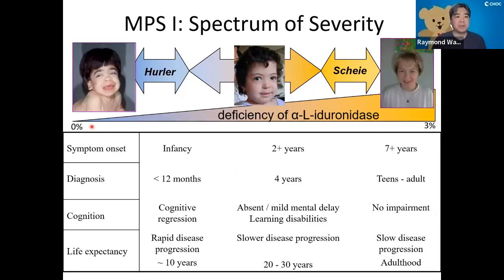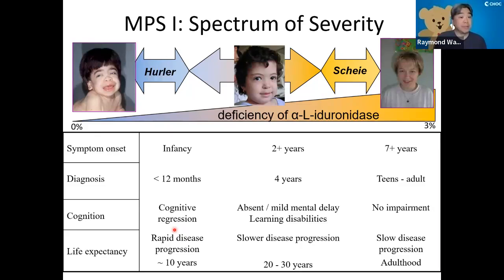So as you can imagine, when you have a severe enzyme deficiency, these children are going to develop symptoms very early on, typically in infancy. The symptoms are rapidly progressive, which leads to some kind of recognition and then diagnosis, ideally before the first birthday. If untreated, there is neurologic regression, and the life expectancy is abbreviated in the Hurler's patients.